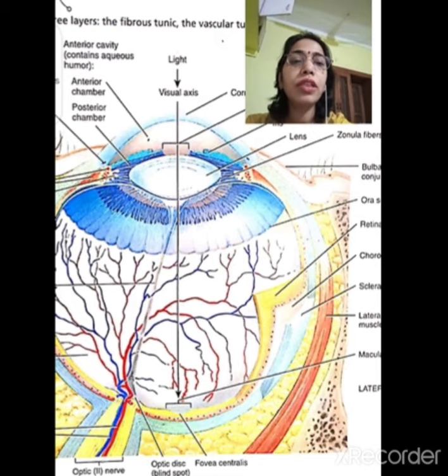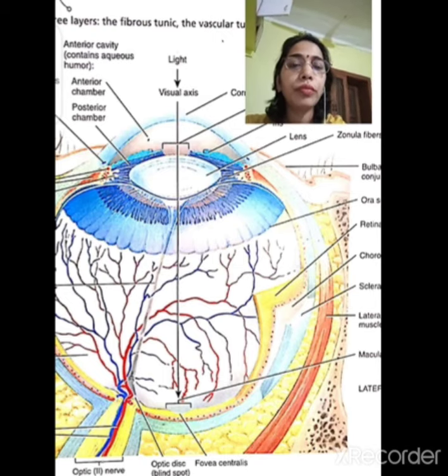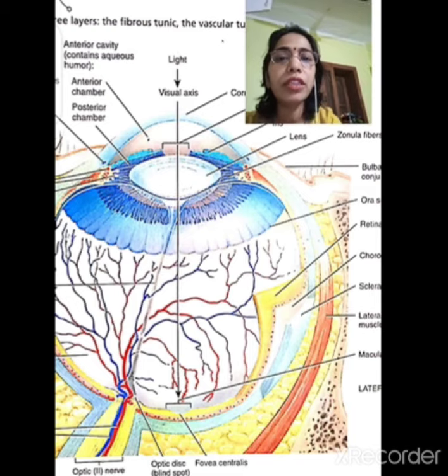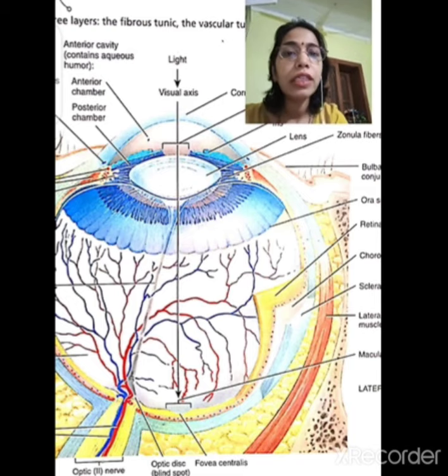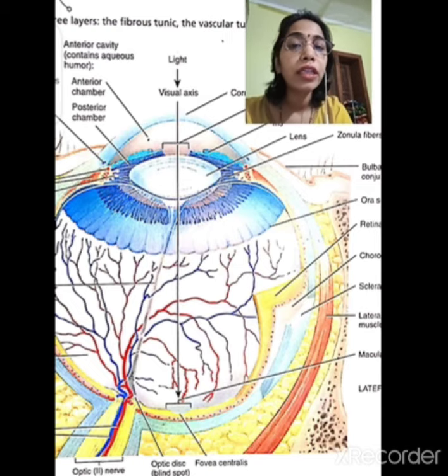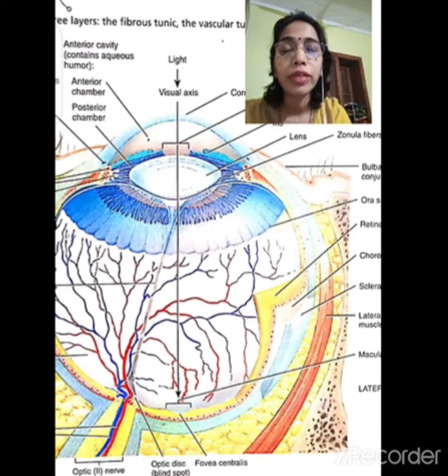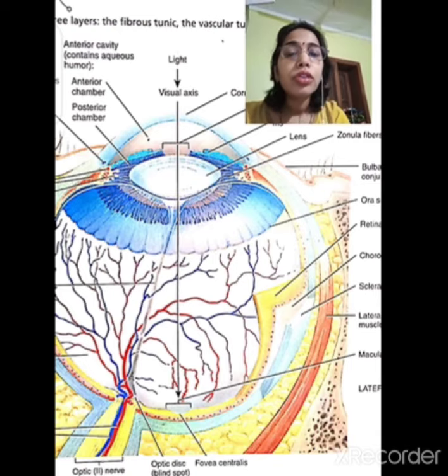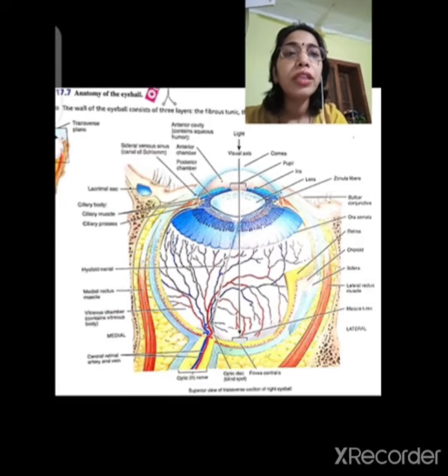Okay, you're seeing the three layers of the eyeball here. We have seen the exterior fibrous layer, called the fibrous tunic. Then the second is the vascular tunic, and the third is the retina. Now see the various responses of the pupil to varying brightness of light.